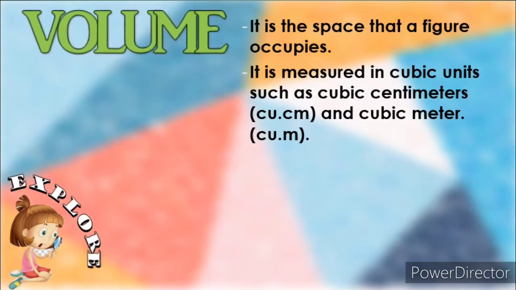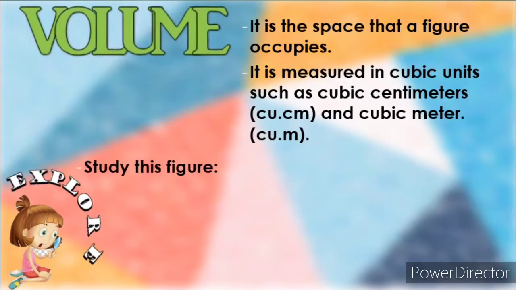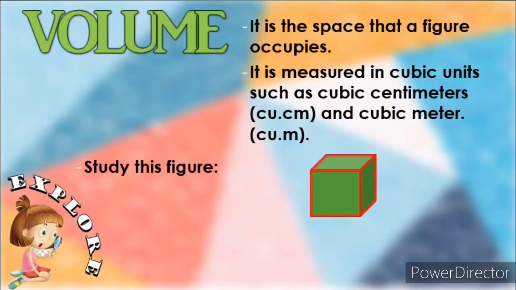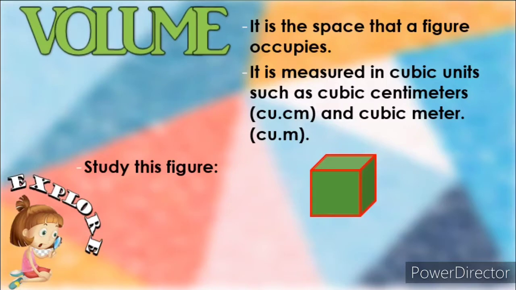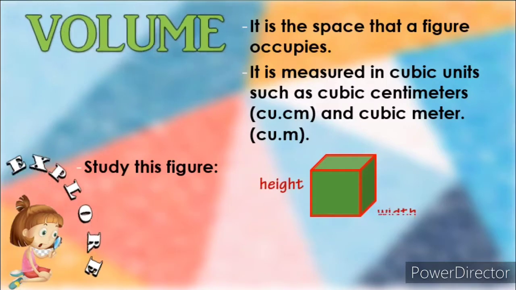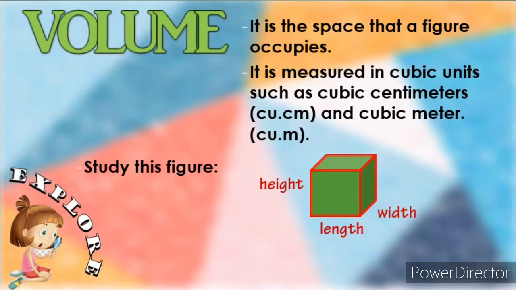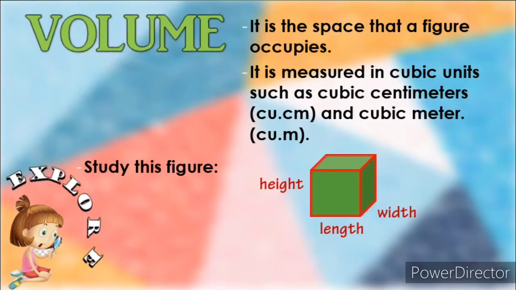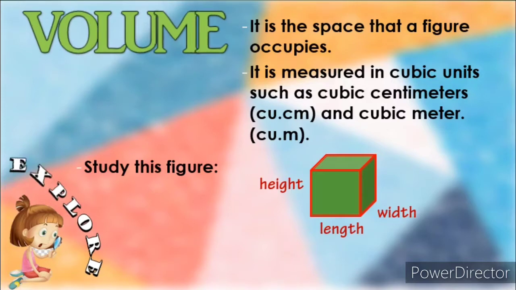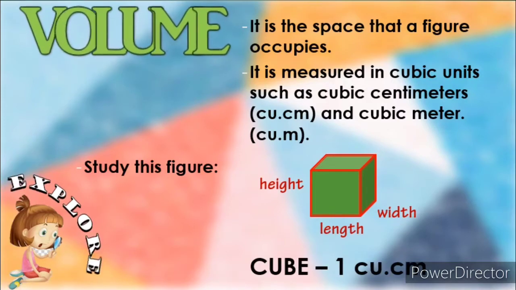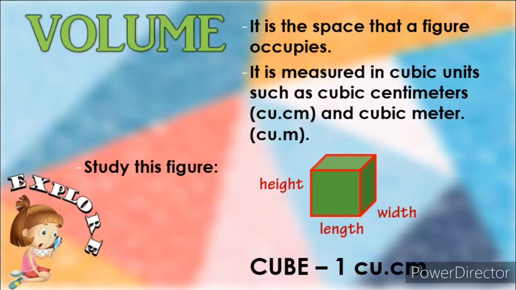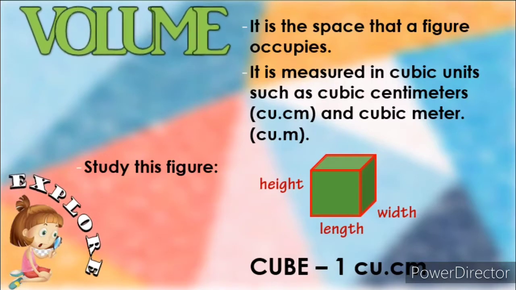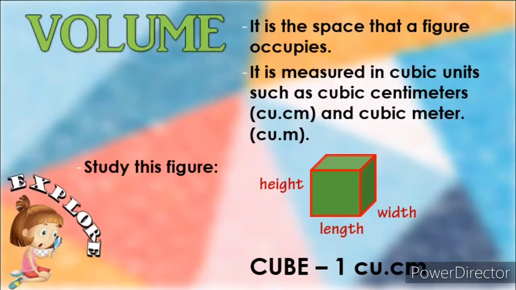Let's study first this figure. This figure is called a cube. A cube is a solid figure whose height, length, and width are the same in size. Suppose each dimension of the cube measures 1 centimeter, then the volume of the cube is 1 cubic centimeter. Why is it cubic? Because we multiplied 3 of the same unit. Therefore, the product is cubic in its unit.